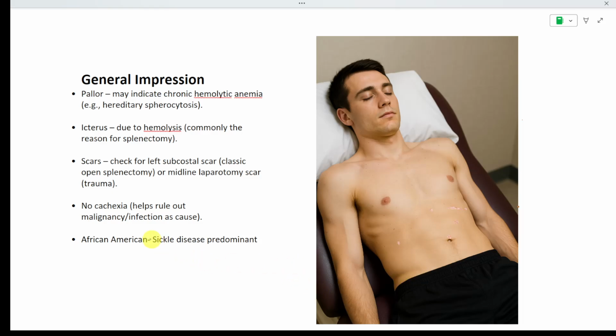Okay, in the same way, if the patient is African American and has those scars, then bear in mind that these African American people have sickle cell disease predominantly. So just keep those in mind as well. Or African British people, so they will have the sickle predominant disease.